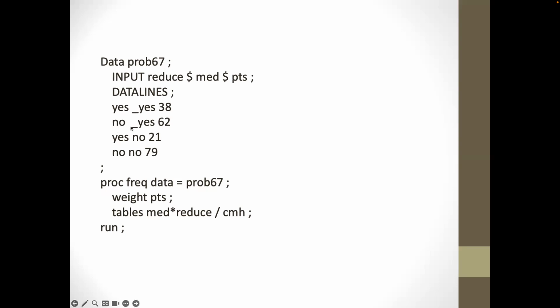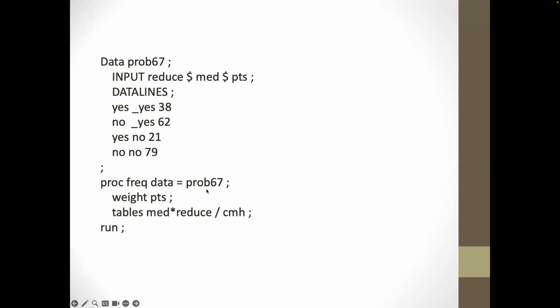No, they did not have the symptoms reduced. Yes, they had the medication. That was 62 people. Yes, they had their symptoms reduced. No, they didn't have the medication, 21 people. And no, 79. So that is how you could enter data if you don't have individual scores, like with the previous example, but you have the number in each group. This 38 is a weight, a number of people who went into yes, they had their symptoms reduced. Yes, they had the medication category.